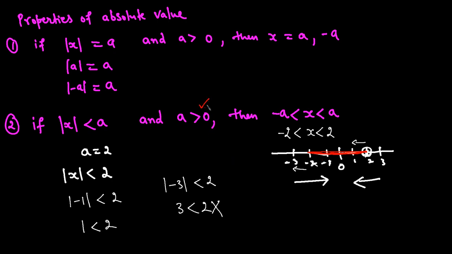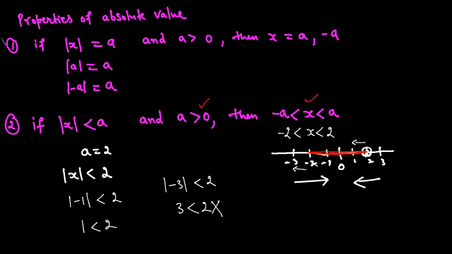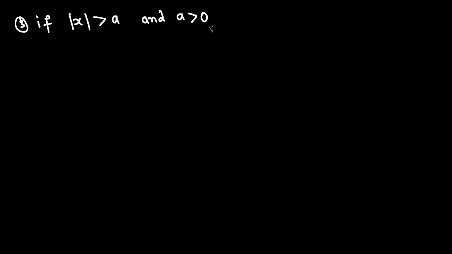That is when a is greater than 0. So you can just remember this rule and write the expression like this. Let's go to the next one. You will see the next one is similar to that one. The third one is if the absolute value of x is greater than a and a is greater than 0. The previous one was less than a, but here it's greater than a, right? Then the value of x is going to be either greater than a or less than negative a.